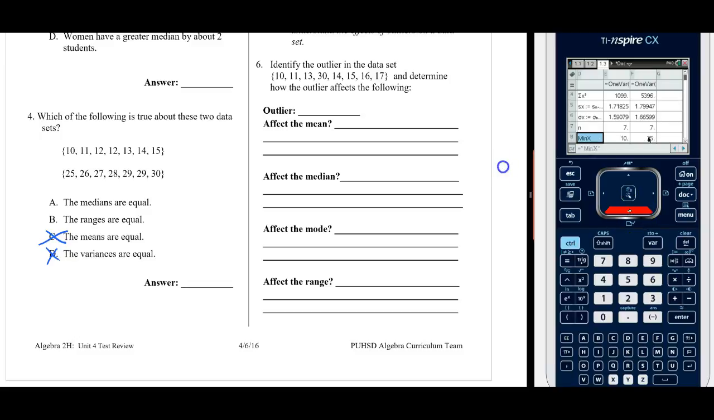The medians and the ranges, I'm going to get that from this information here. We know that the range is the highest, which is max, minus the lowest, which is min. So for range, I've got 15 minus 10, which is 5. And for the second one, I've got 30 minus 25, which is 5. So those are the same.